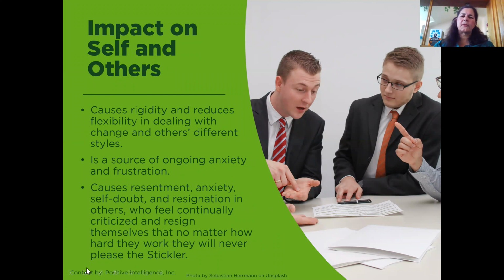The impact on self and others. So we already talked about the sarcastic comments and the insults, just a tone of voice that can really get you in trouble, especially if you're a manager.